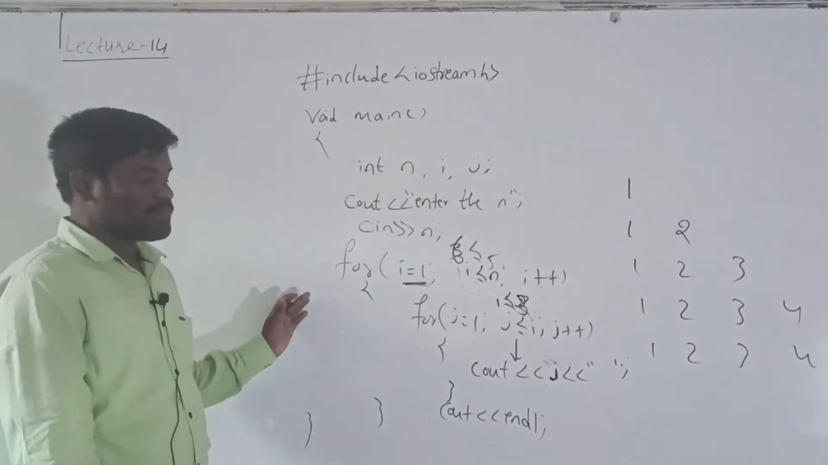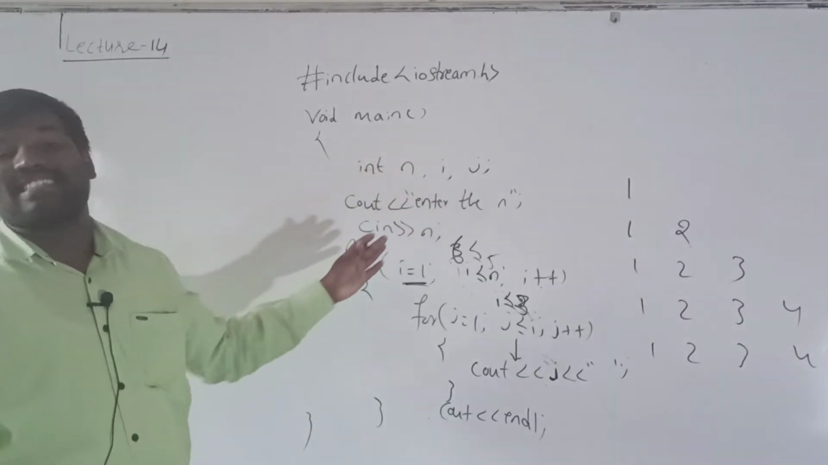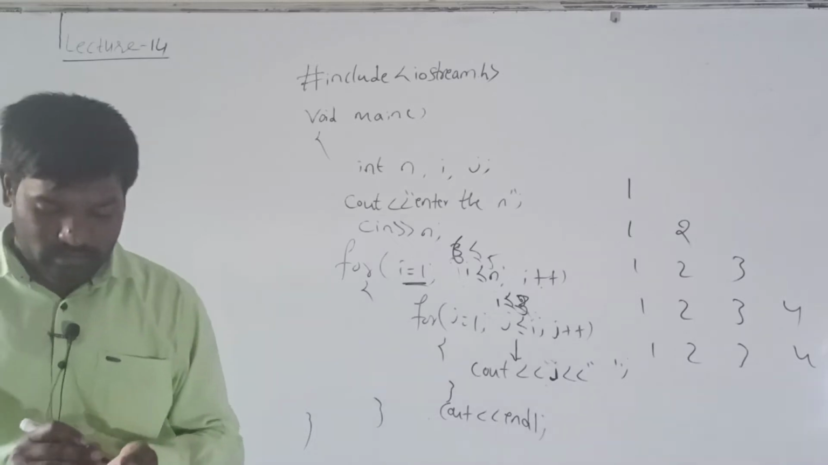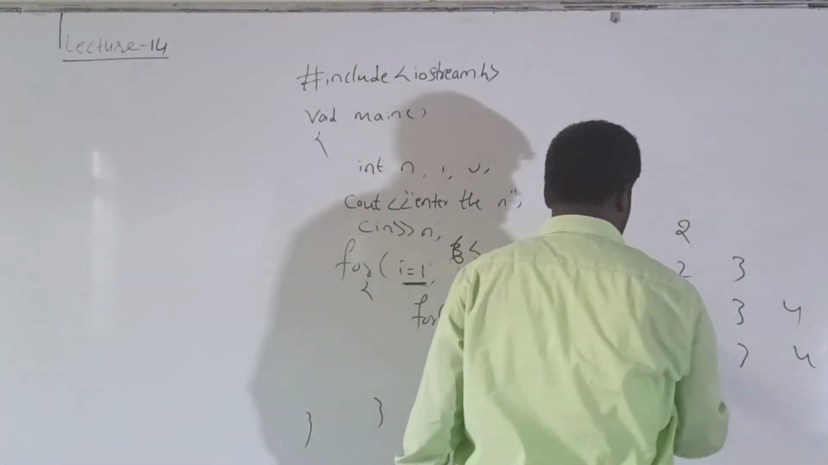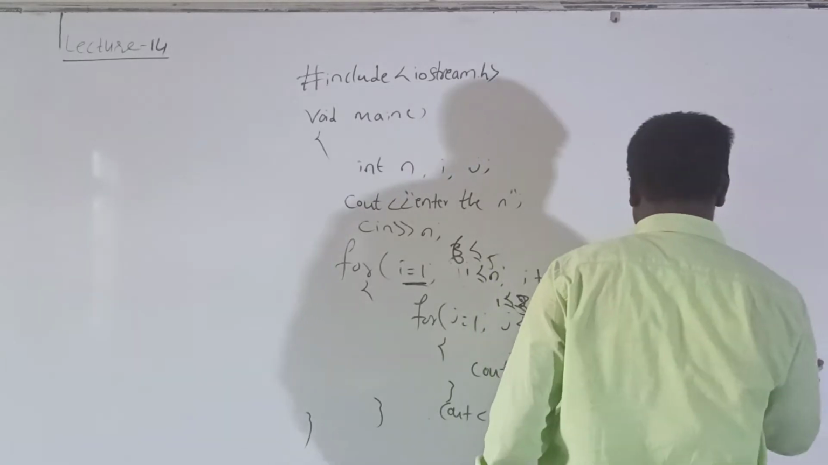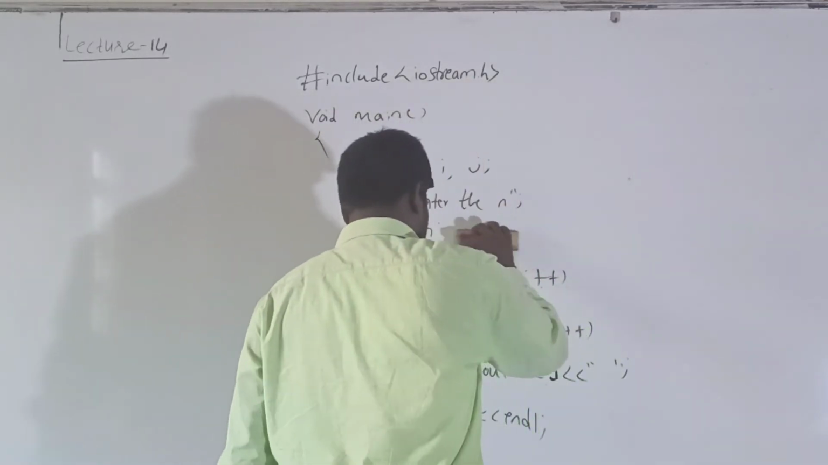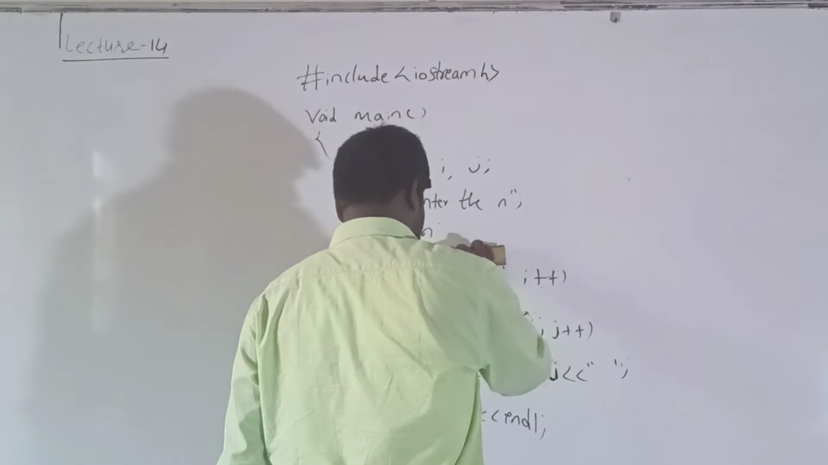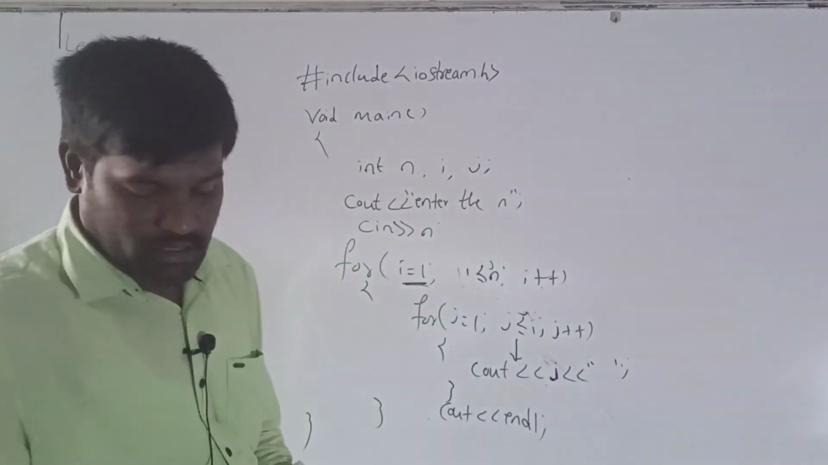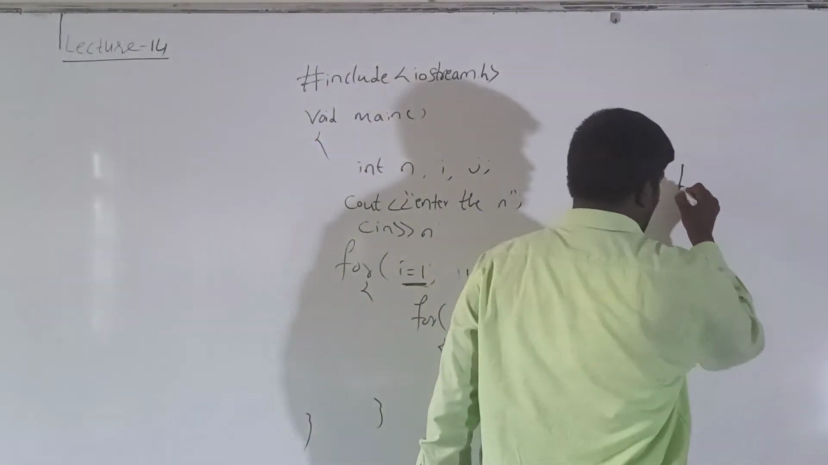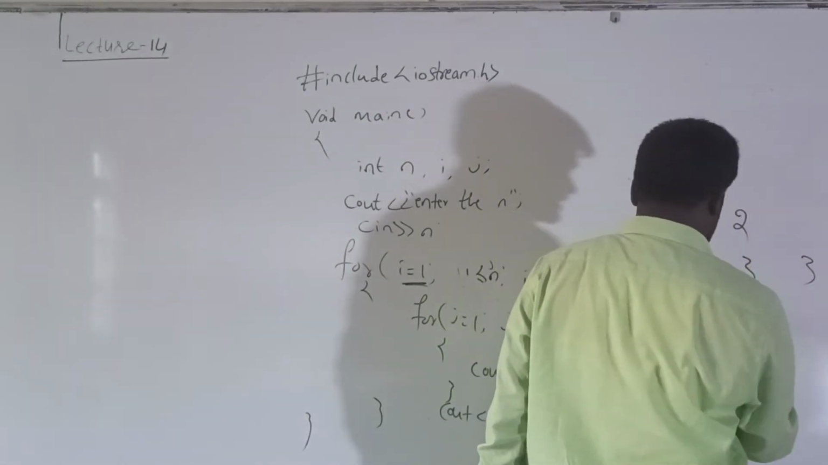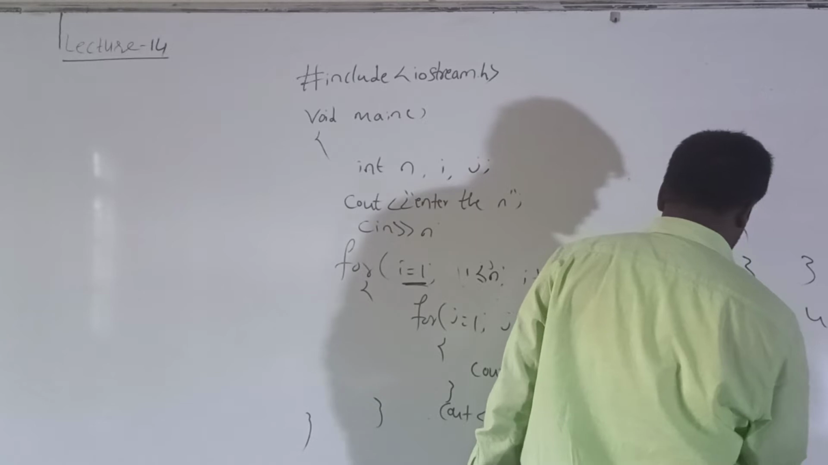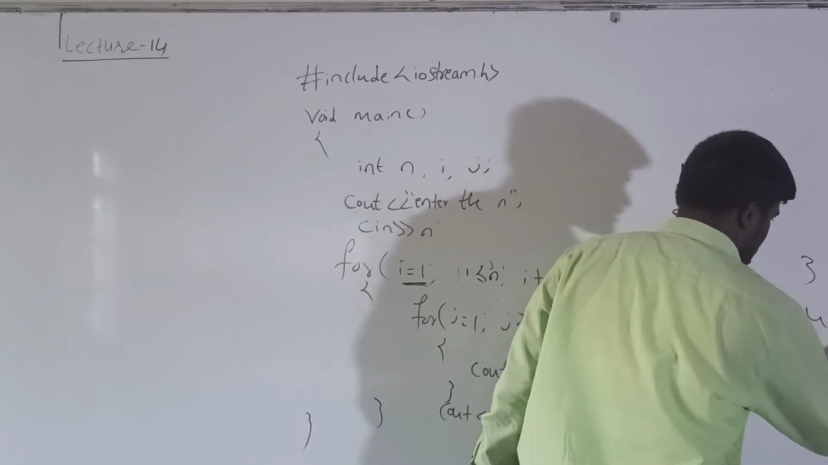Okay, so this is the pattern example. So another pattern is: 1 one time, 2 two times, 3 three times, 4 four times, 5 five times.